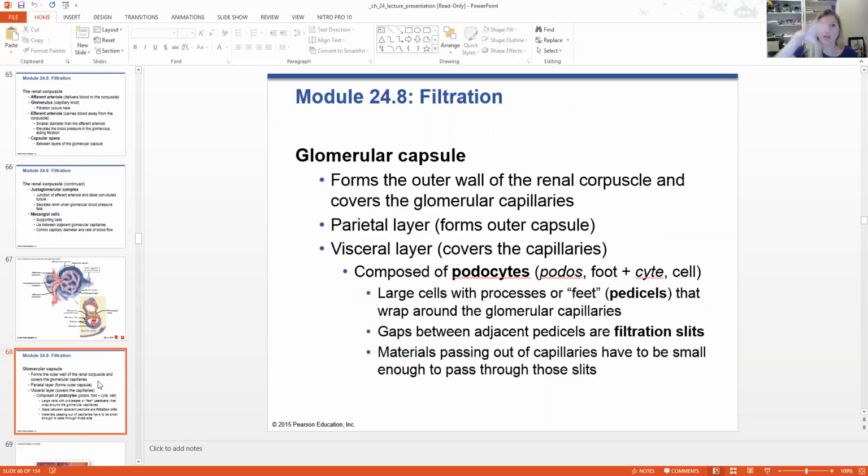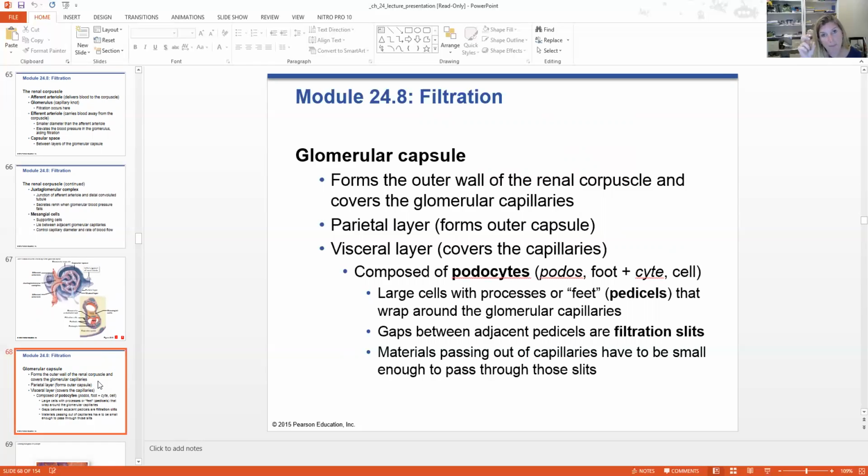So let's talk about the capsule. The capsule has a parietal and a visceral layer. The parietal layer is the outer capsule, the visceral layer is the inner capsule, and there are podocytes within the glomerulus. Those are these large blobby-like cells. They wrap around all of our glomerular capillaries.